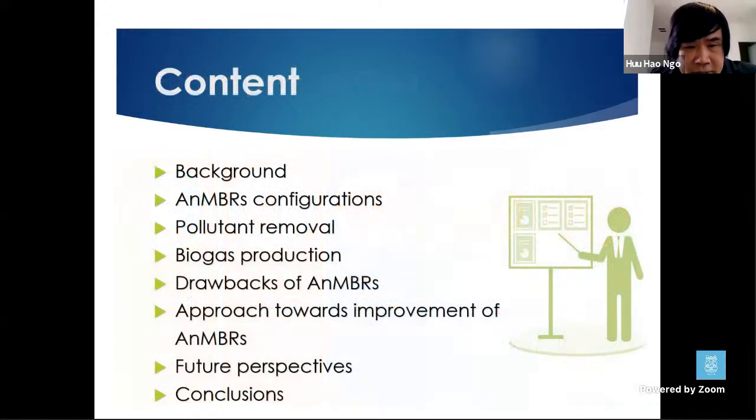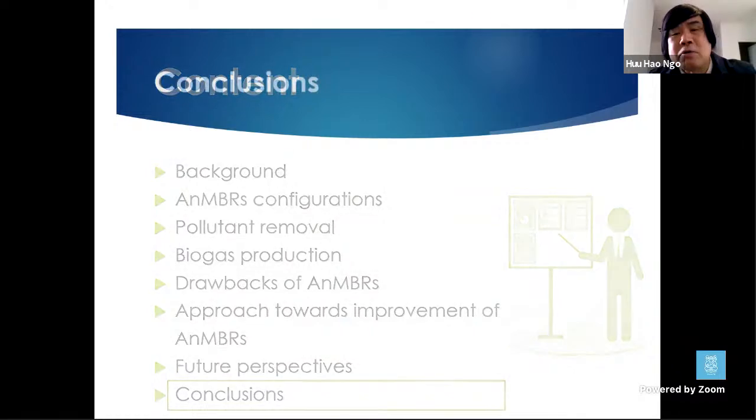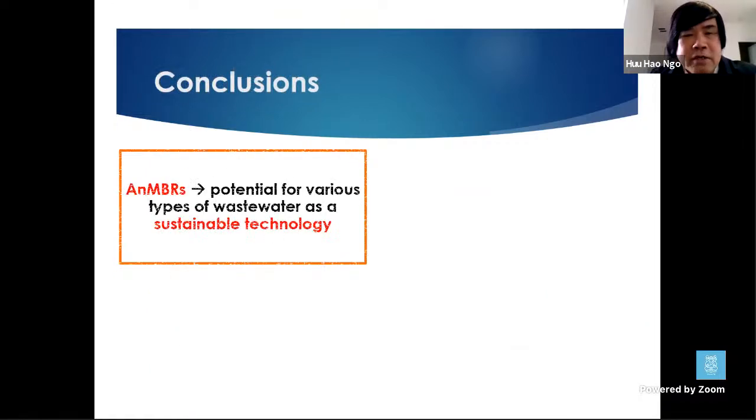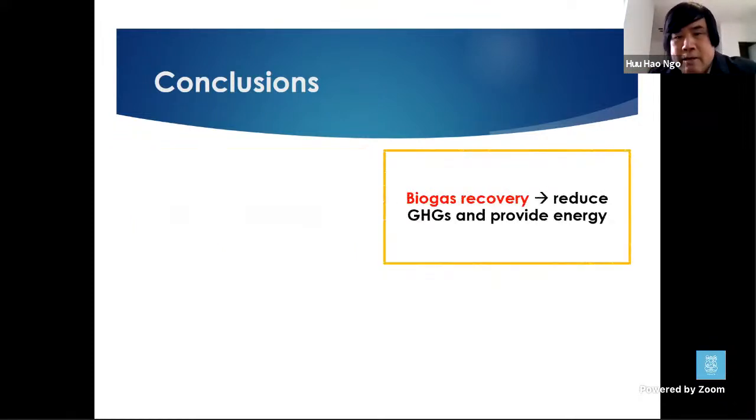Okay, so now the conclusion. The conclusion is very straightforward. Anaerobic MBR has potential for various types of wastewater, as I showed you: industrial wastewater, municipal wastewater, domestic wastewater, whatever they can use. And this is quite a sustainable technology. At the moment, we can think about it, but we have to do a lot of work to prove it and convince the people.